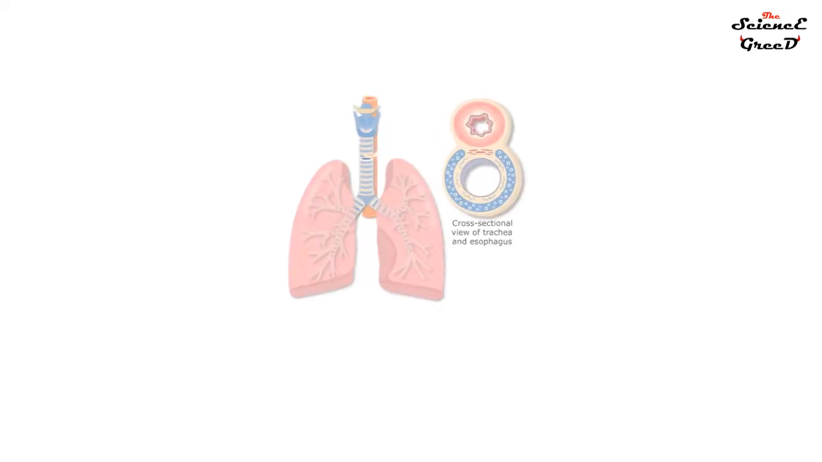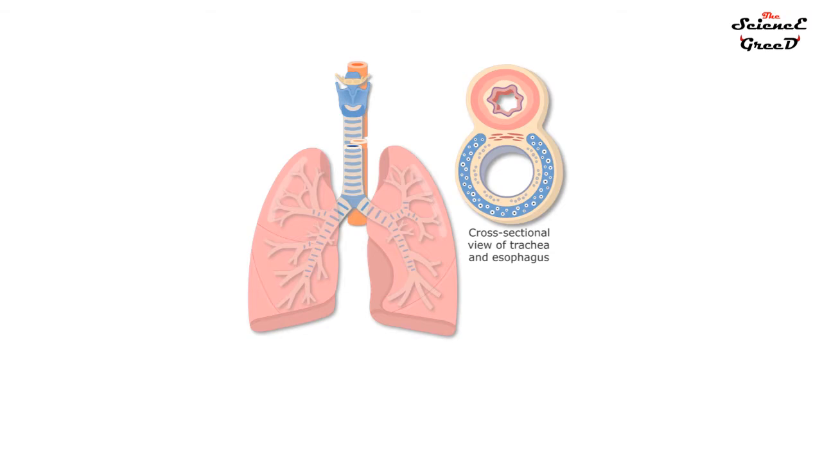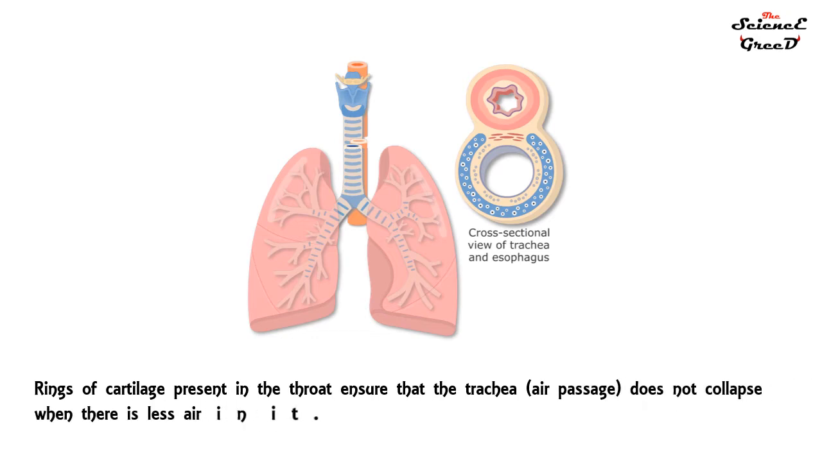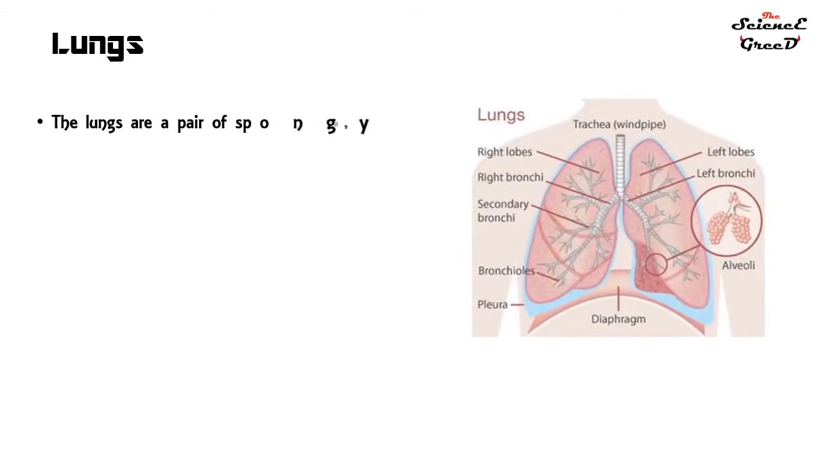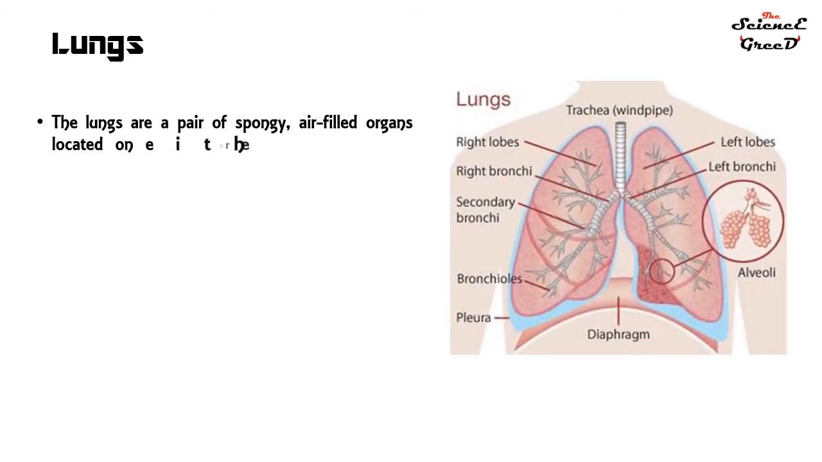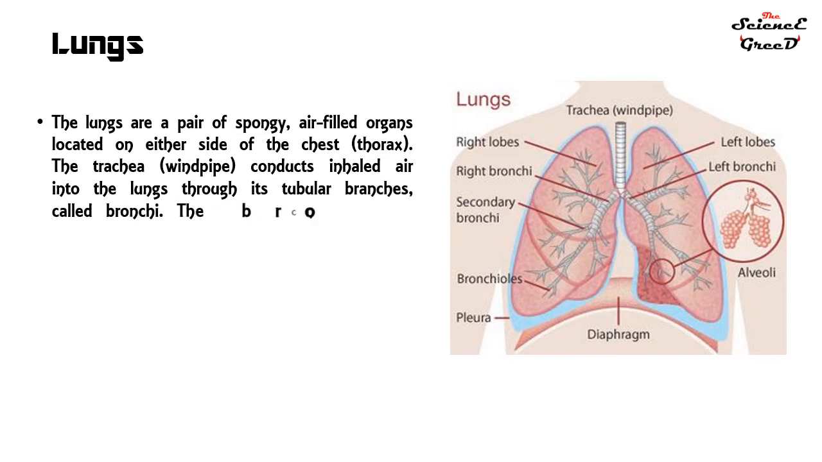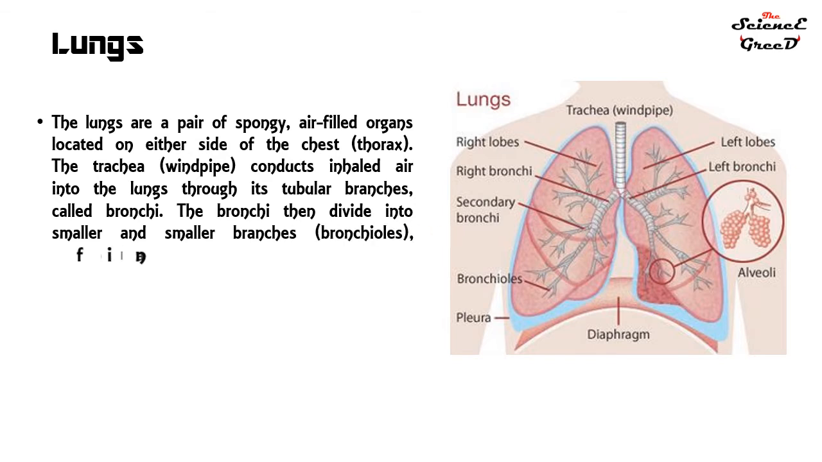Air reaches the windpipe, which contains rings of cartilage. Rings of cartilage present in the throat ensure that the trachea, the air passage, does not collapse when there is less air in it. The lungs are a pair of spongy, air-filled organs located on either side of the chest, thorax. The trachea, windpipe, conducts inhaled air into the lungs through its tubular branches, called bronchi. The bronchi then divide into smaller and smaller branches, bronchioles, finally becoming microscopic.